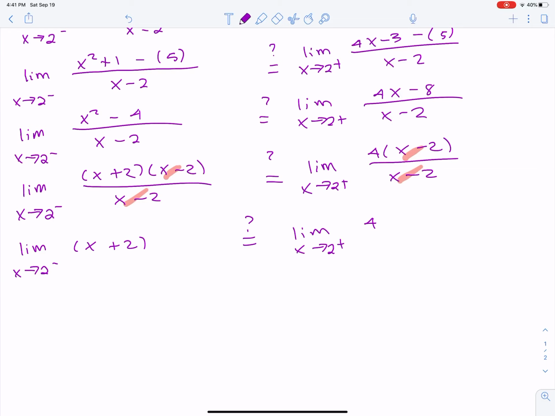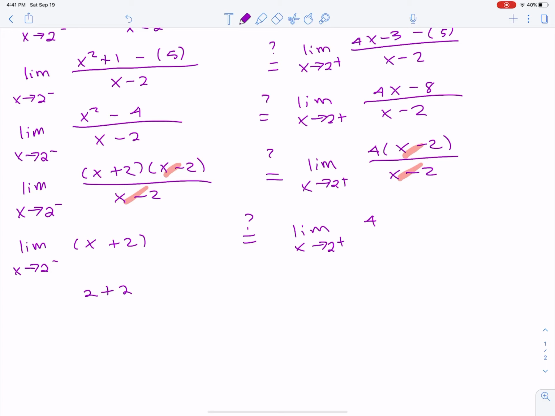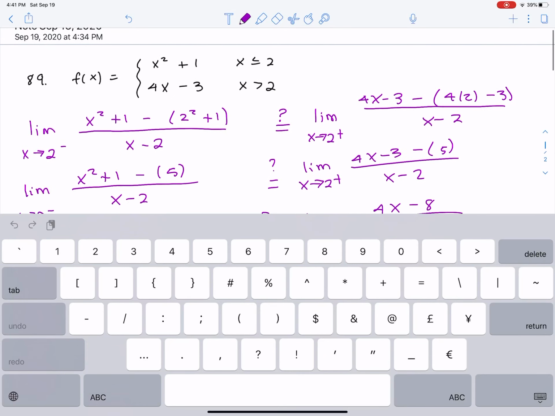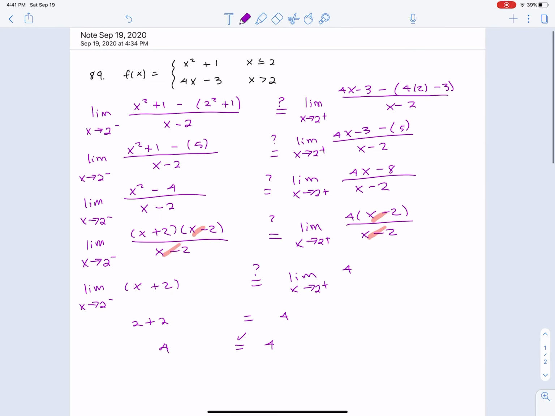Doing this, I plug in 2, I get 2 plus 2. And the question is, does that equal 4? I think you would agree, yep, those two things are equal. So what is my conclusion? My conclusion is that f of x is differentiable at x equals 2.